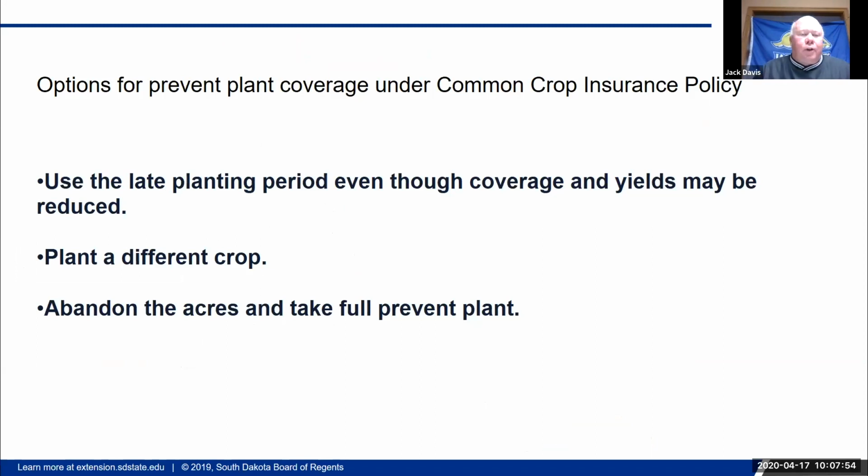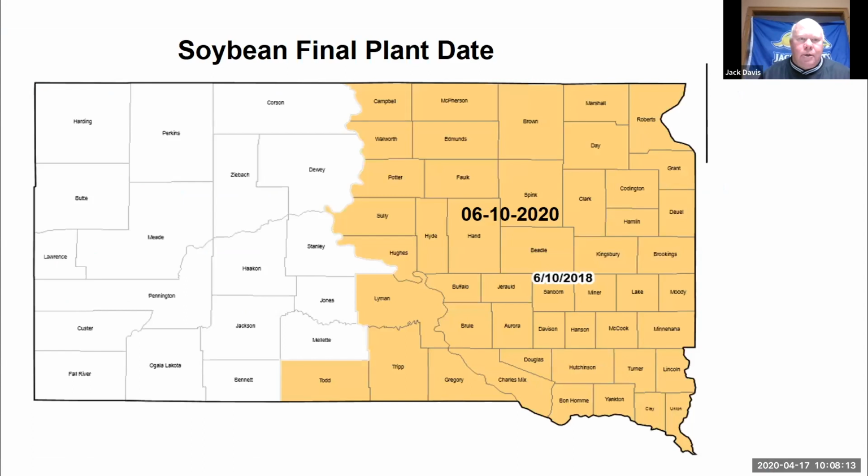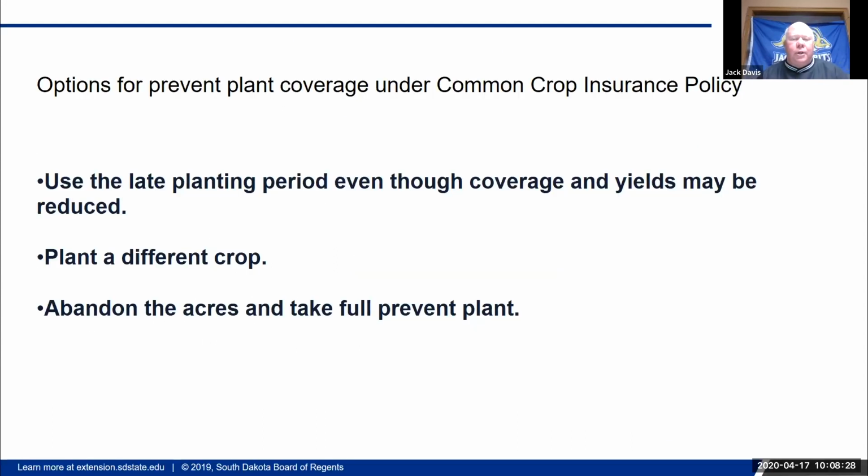Okay, so now we'll talk options for prevent plant coverage under their common crop insurance policy. You have a final plant date, but then there's a late planting period, and that goes for 25 days after the final plant date. So we back up and just use soybeans. Our final plant date is June 10th. We have 25 days that we can use to plant into the late plant period if producers choose to do so. And during that time, the crop insurance coverage or their guarantee goes down by 1% each day past the final plant date. And then they have 25 days and then it's done.